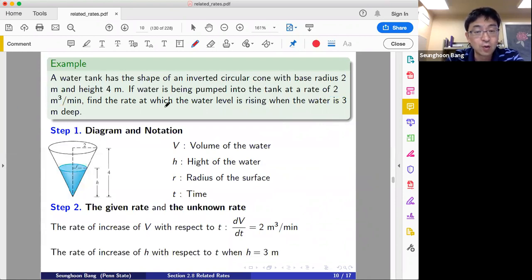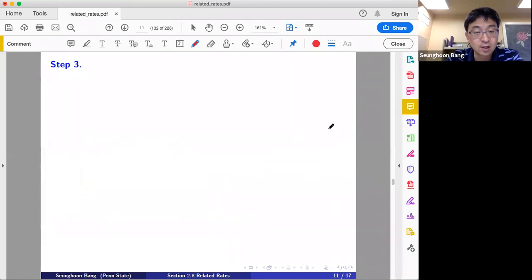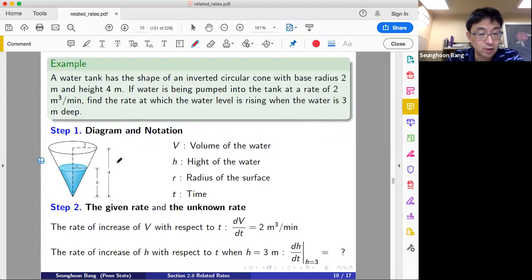Next, the unknown rate is the rate of change of water level, dh/dt, when the water level is 3 meters. So dh/dt when h equals 3. Just like the given rate. Next, you can find an equation that relates V and H. How can you find this one, V and H?